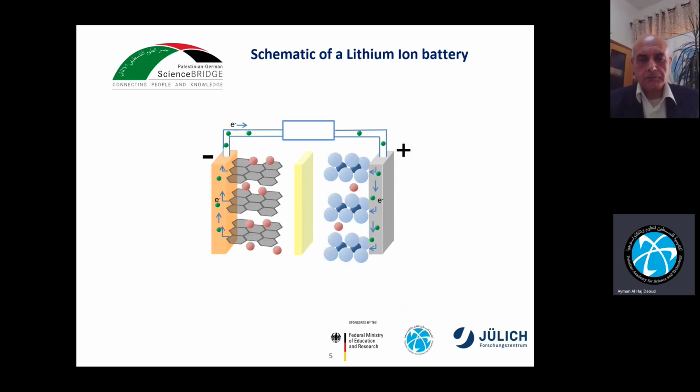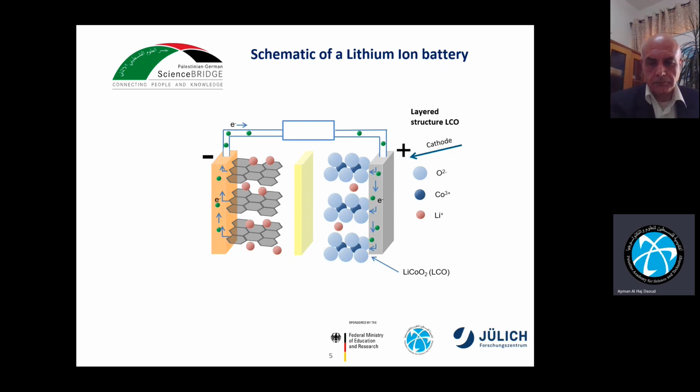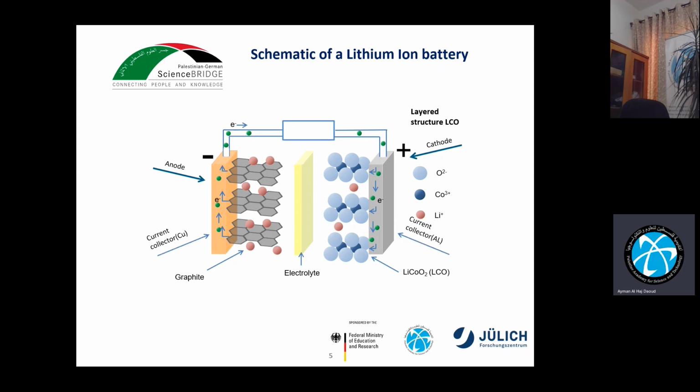Now, this is the schematic of a conventional lithium-ion battery. We have the cathode, which consists of lithium cobalt oxide, LCO for short. Actually, it has a layered structure. We are going to talk about this later. And we have the anode, which consists of graphite, and its function is only to store ions during cycling, of course. We also have the electrolyte, which prevents the electronic conductivity, the transportation of the electrons from the cathode to the anode, but allows the ions to move from the cathode to the anode during the delithiation of the cathode. We also have the current collector, which is aluminum on the cathode, and copper on the anode.